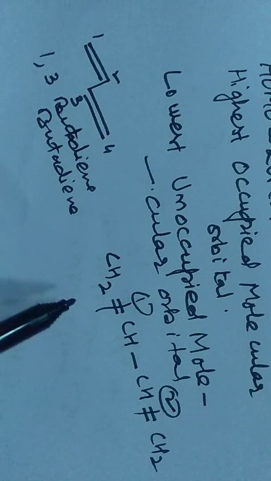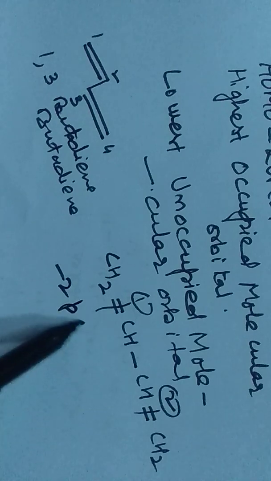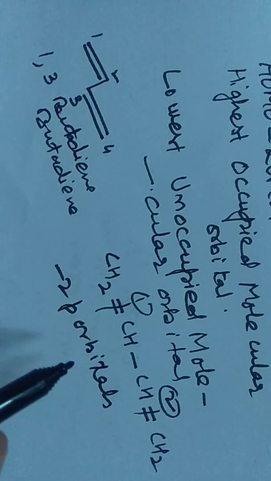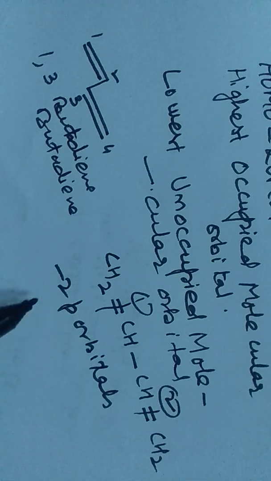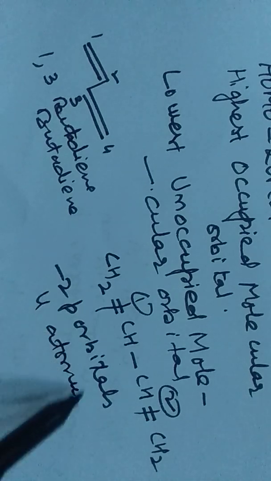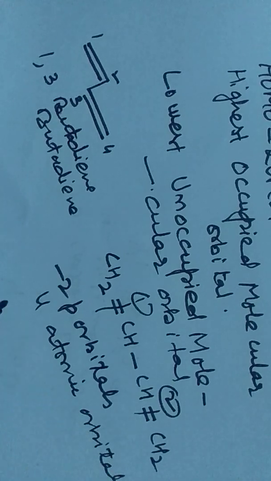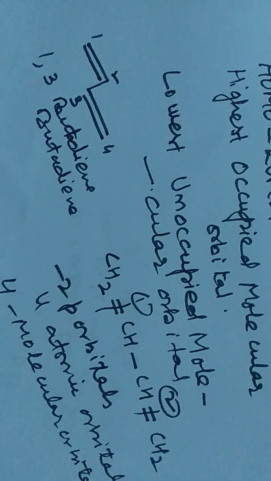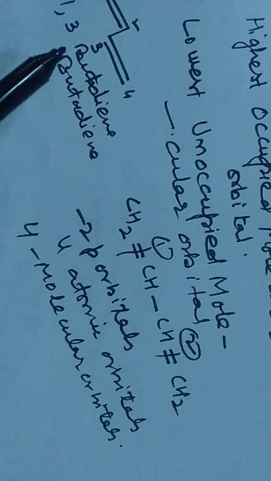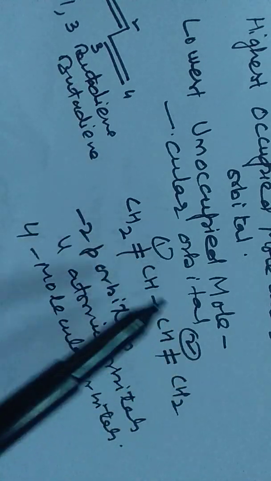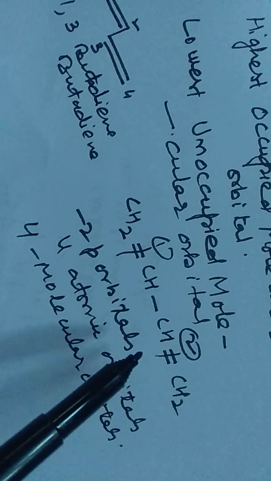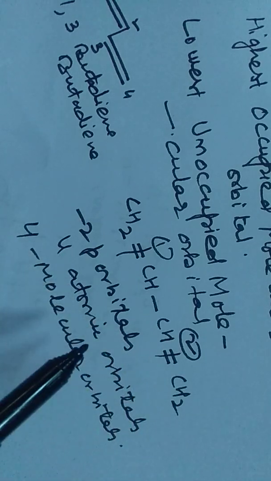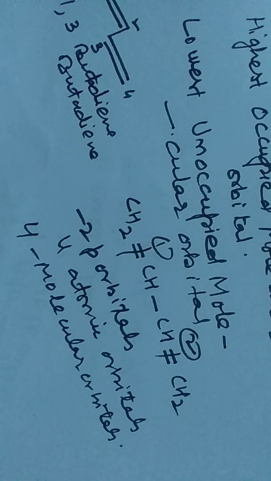Each made up of two p orbitals. It means there are four atomic orbitals, so we expect four molecular orbitals. I once again repeat, in 1,3-butadiene, there are two pi bonds, each made up of two p orbitals. It means there are four atomic orbitals. We expect four molecular orbitals. There is a simple trick for this. You can also follow this trick.